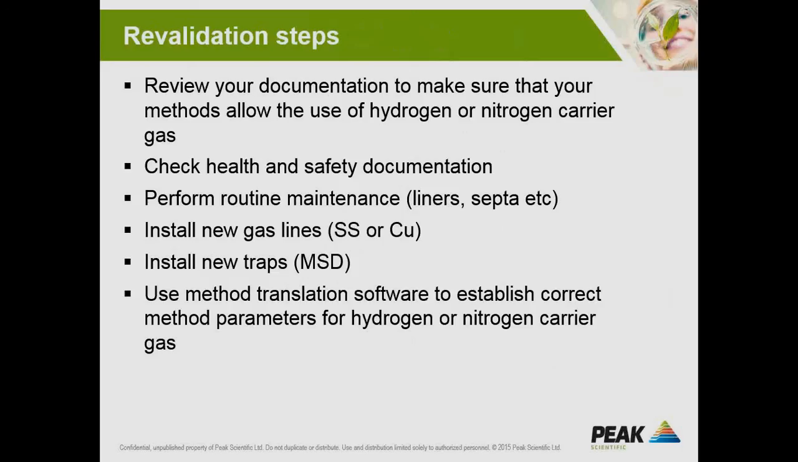And there are some method translation software programs available. There's one from Agilent, which you can download from their website, and there's also a ResTech method translation software, which you can either download or use online. And these are a good place to start if you want to explore using hydrogen or nitrogen carrier gas. What you can do is you can put in your GC method parameters, and you can find out what your method parameters would be using hydrogen or nitrogen.